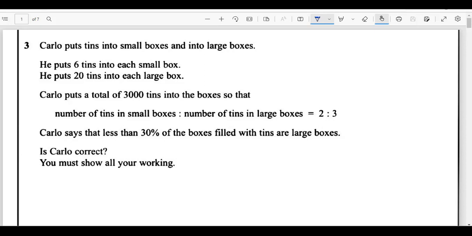He's not correct. Very good. And why exactly? So I did 30% of 3,000 equals 900, and I did 2 plus 3 equals 5. You do 3,000 divided by 5 times 2 to get how many small boxes, and 3,000 divided by 5 times 3 to get how many large boxes. Very good. So large boxes is 1,800, and 30% of 3,000 is 900. So there's not less than 30%. There's more than 30% in large boxes.